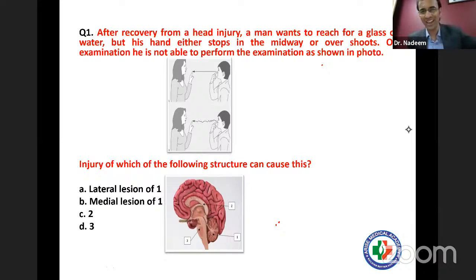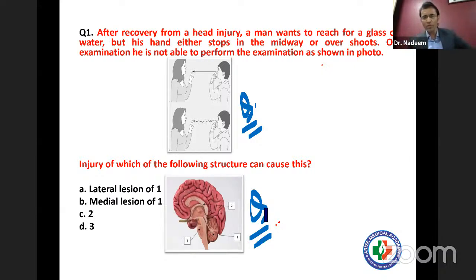After recovery from head injury, a man wants to reach for a glass of water, but his hand either stops midway or overshoots. On examination, he is not able to perform the examination as shown in the photo. Injury of which of the following structures can cause this? So first of all, you see this question and I'm asking about this test. Okay, this is the test. And after that, I'm asking you which part's lesion can cause this symptom?